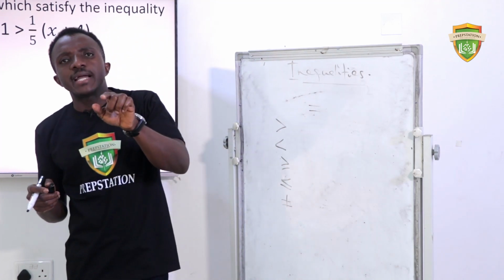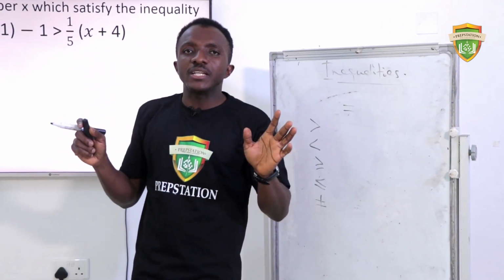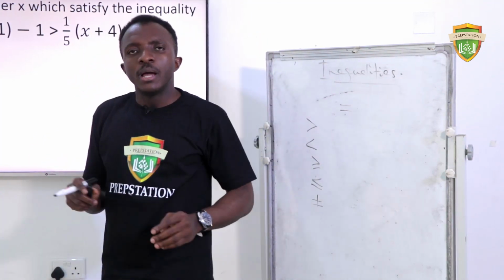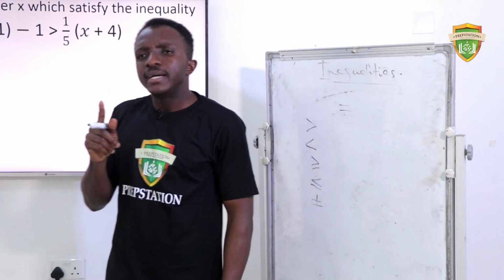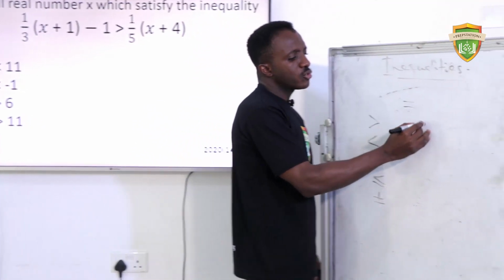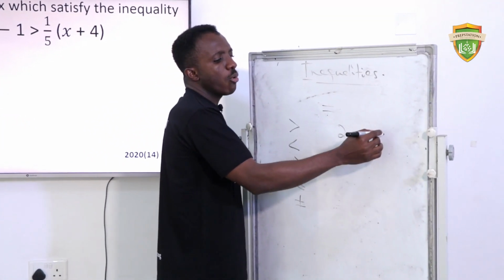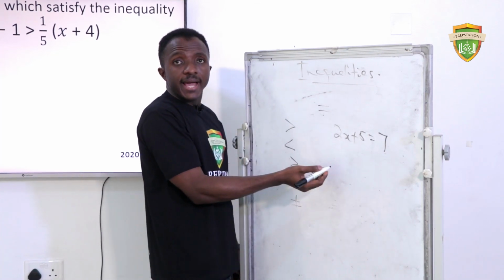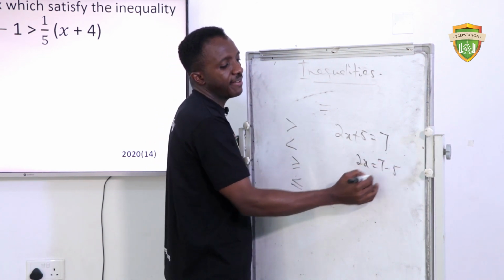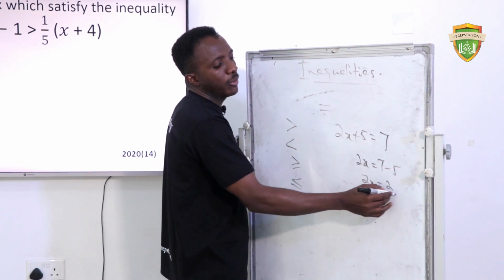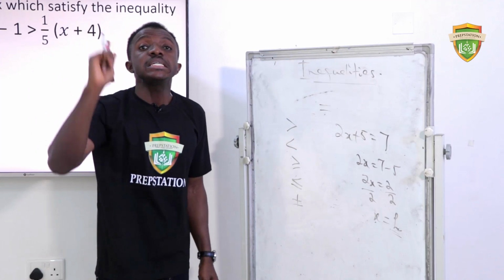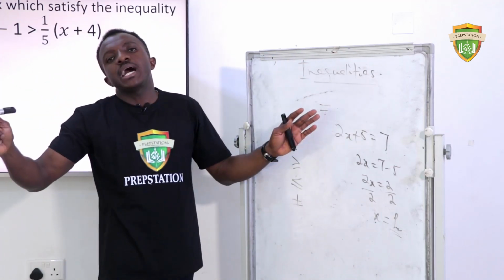Number two difference is this. For your equation, you have definite values. The answer to this equation is this. But for your inequalities, you don't have a definite value. What you have is a range of numbers. Let me explain that. If you have 2x plus 5 equals 7, find x. Finding x, 5 comes over here. We have 2x equals 7 minus 5, 2x equals 2. If we divide both sides by 2, x is 1. X is 1. There is no other answer.